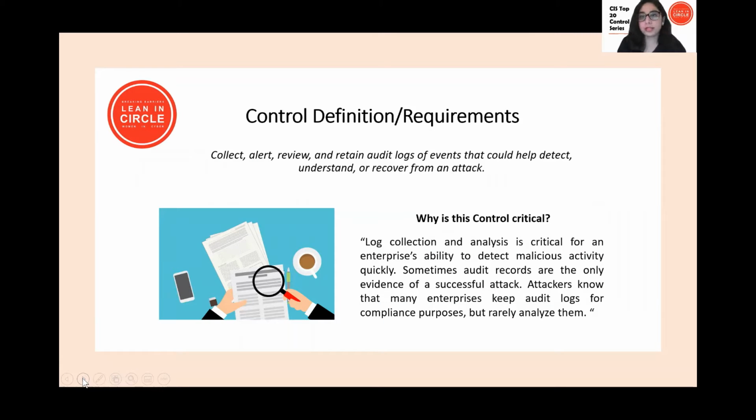So first of all, let's see what this control says under the CIS controls. Under this control definition, it states: collect, alert, review, and retain audit logs of events that could help detect, understand, and recover from an attack. So what does this say? This says that it is important to collect logs, use them for alerting and reporting, review these logs, and retain, meaning store, these logs. Why? Because logs can be helpful in detecting, understanding, and recovering from an attack.